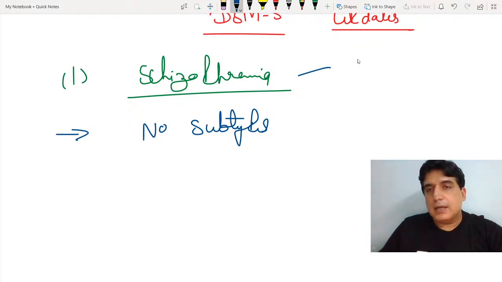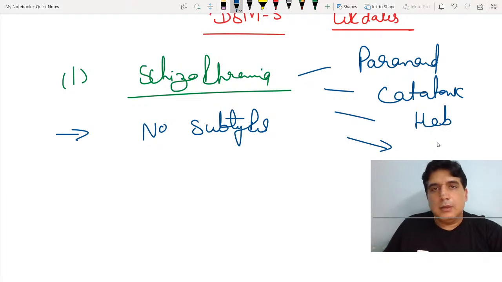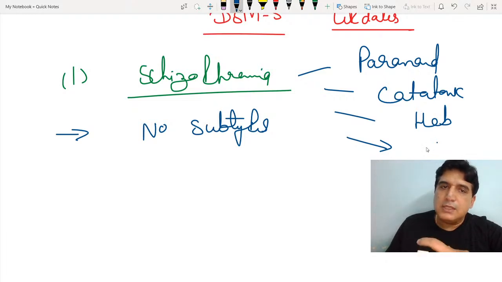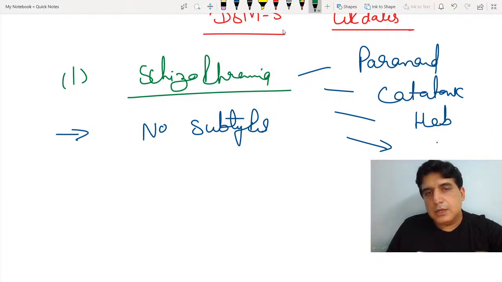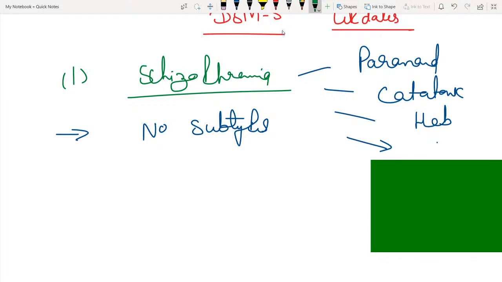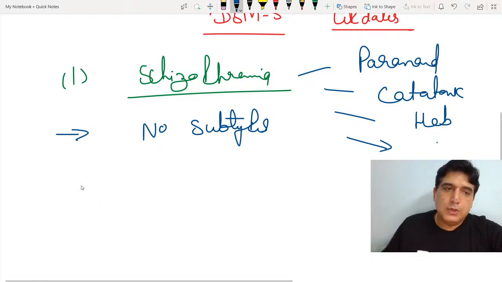Before, we had paranoid schizophrenia, catatonic schizophrenia, hebephrenic schizophrenia, and undifferentiated. We had these subtypes of schizophrenia. The current data suggests that we don't have sufficient data to support the various subtypes, so reliability and validity is not there. So now in DSM-5, schizophrenia is schizophrenia; there are no subtypes. Okay, this is the first point.